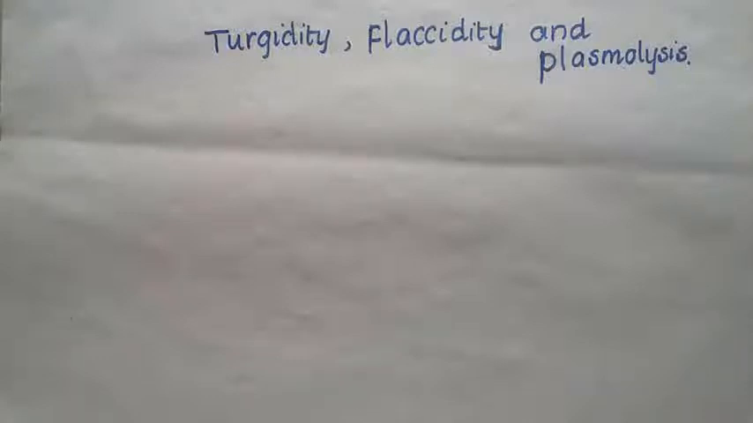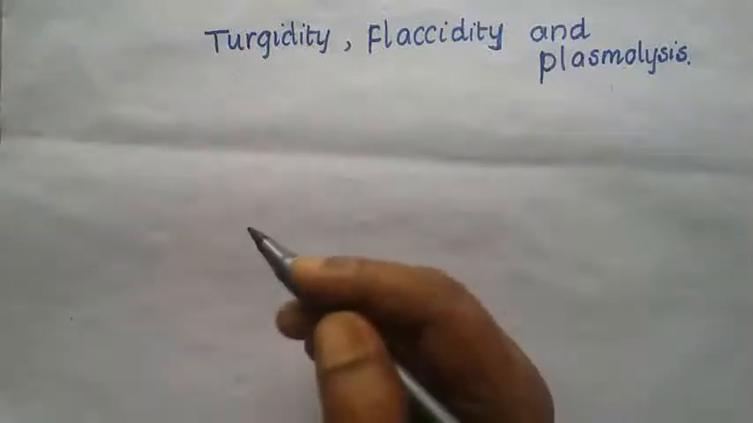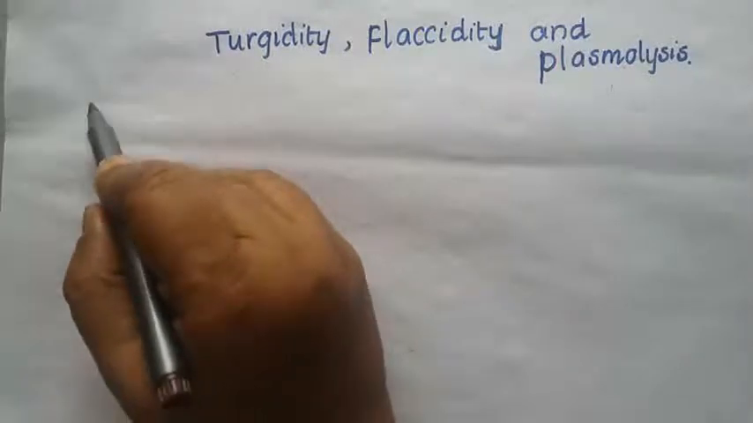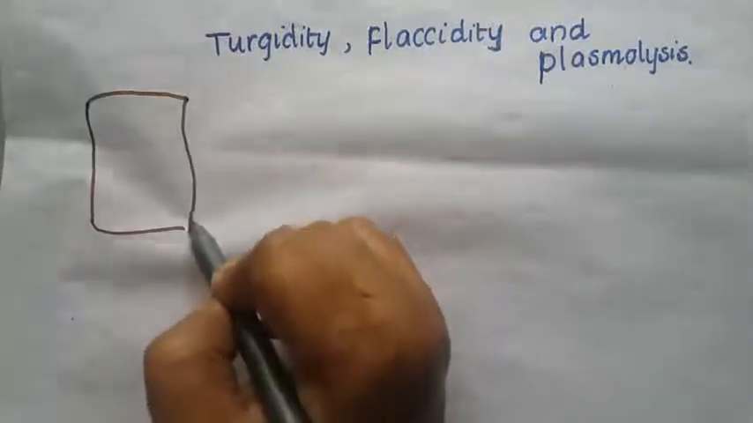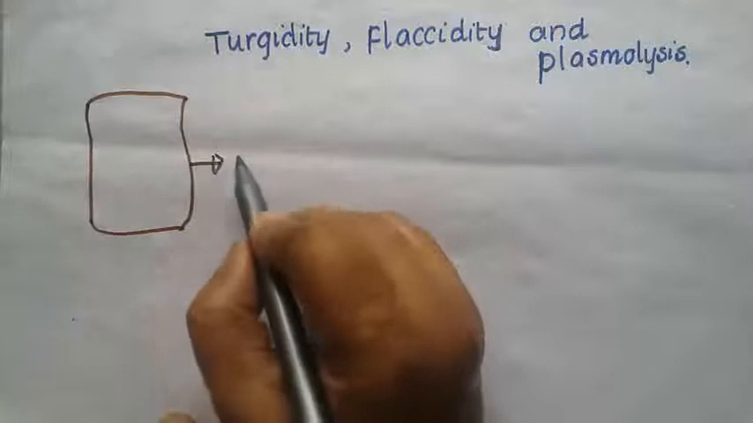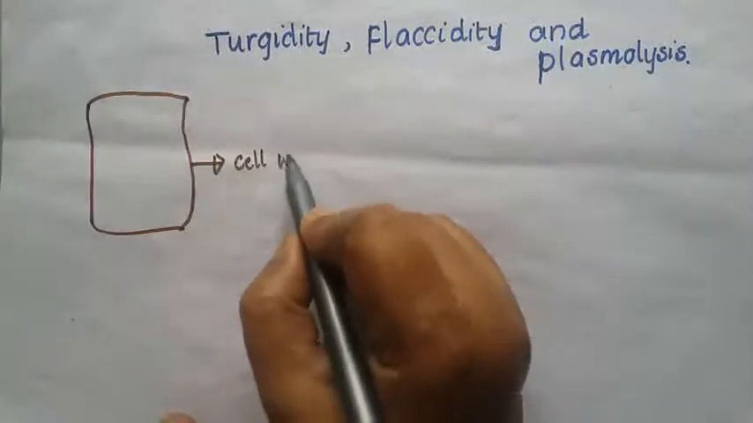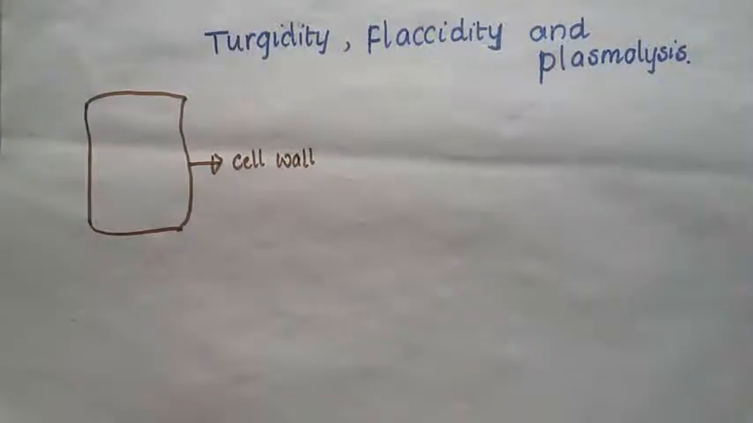Children, when you look at the plant cell, the unique feature of the plant cell is that plant cells have a cell wall along with the cell membrane. The plant cell has an outermost rigid layer, that is the cell wall, made up of cellulose, which is the non-living membrane.